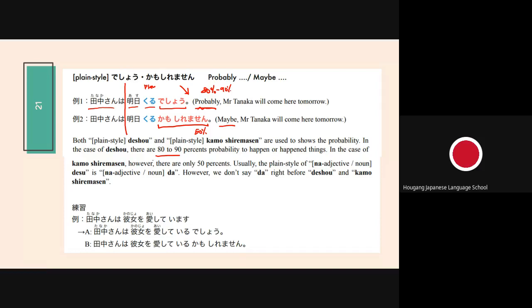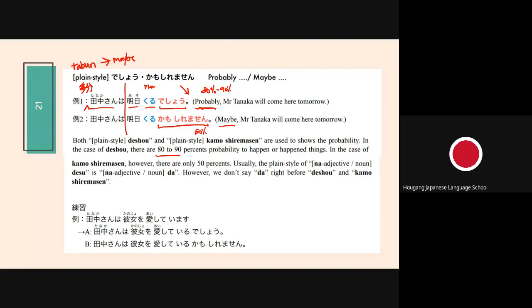50-50. To add more uncertainty in front, just put a tabun. Tabun ashita kuru desho. Or in fact, tabun itself is maybe. So you can say tabun ashita kimasu. Tomorrow, maybe come. Also can. There's a lot of mix and match like in English. Maybe he's coming. He might be coming. He's probably coming. 50-50% coming, that kind of thing.